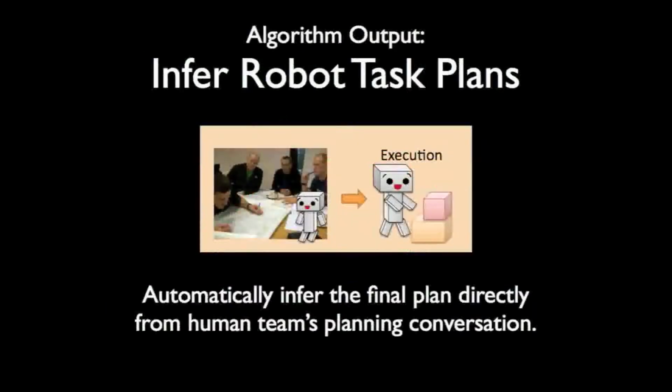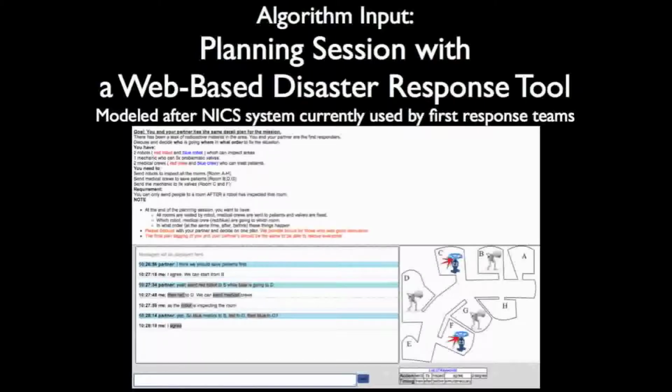We aim to reduce this translation burden of programming and deploying autonomous systems by inferring the final plan directly from the human team's planning conversation. The input to our algorithm is the human team's conversation in text form.